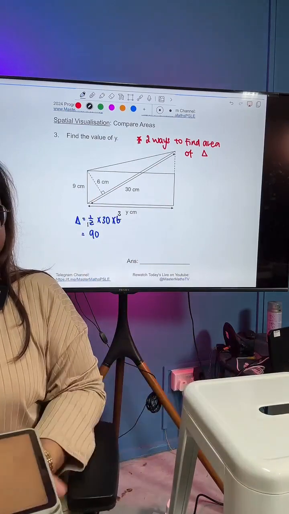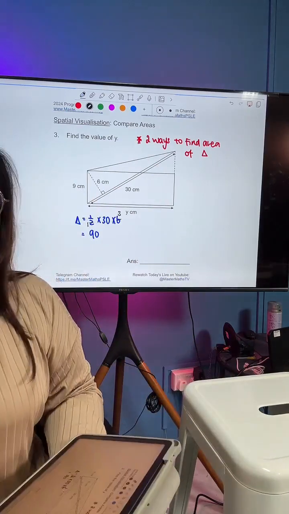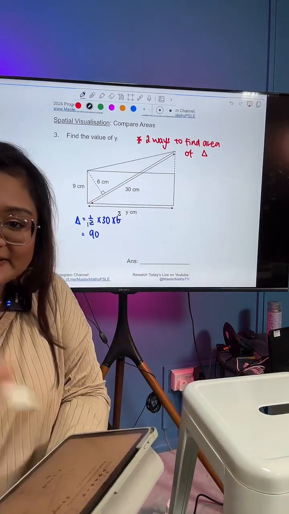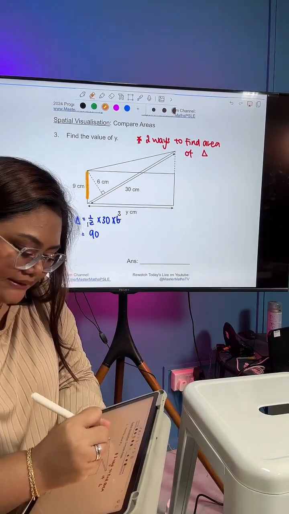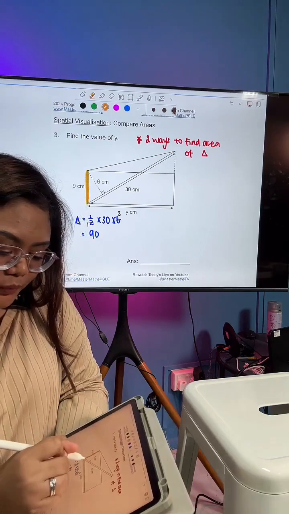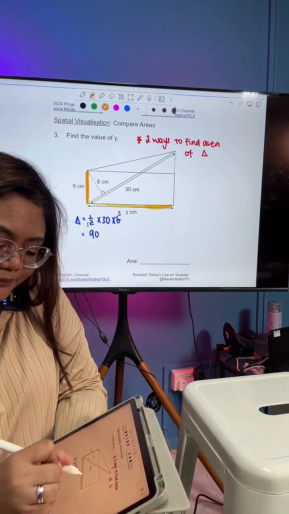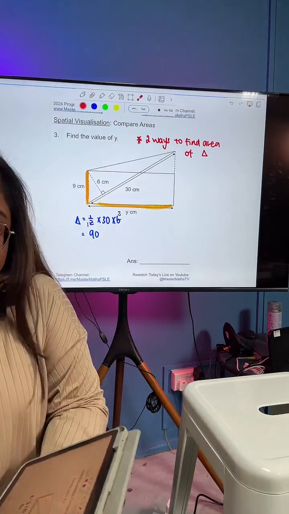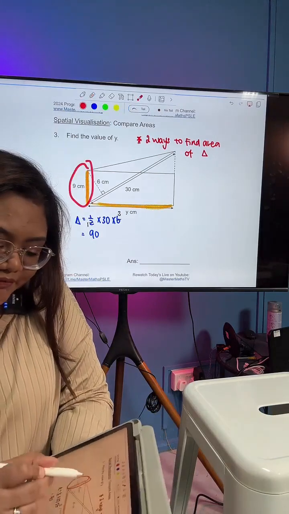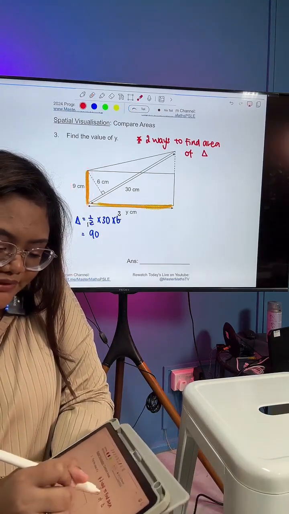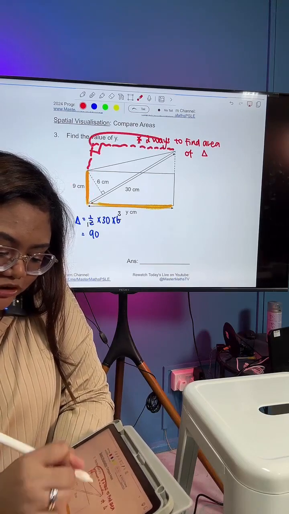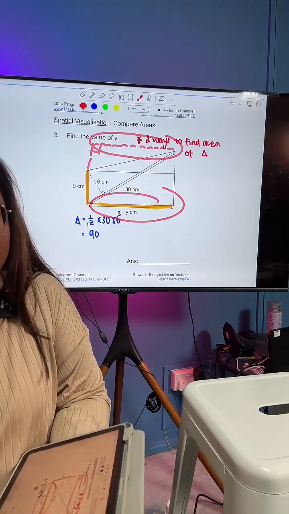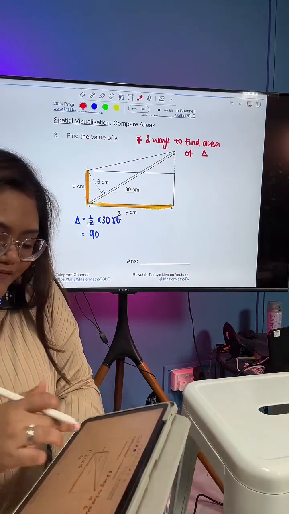Able to see? Yes, some of you are getting it. Y will be the height. So this is my base of the triangle. This will be the height, isn't it? The base, therefore the height will be 90 degrees to the base. And this portion, which is the same as y, that will be my height. Okay, so this is the first way.